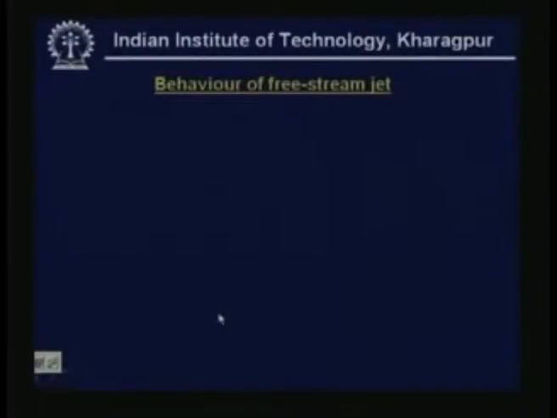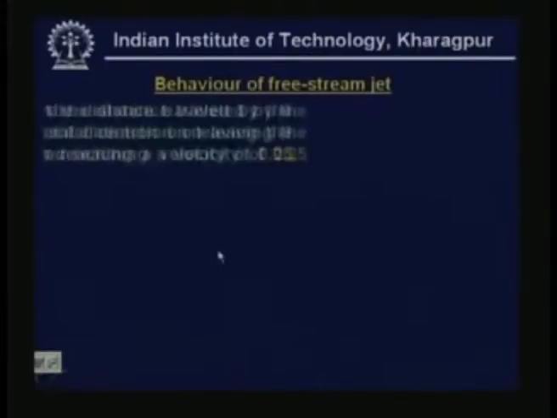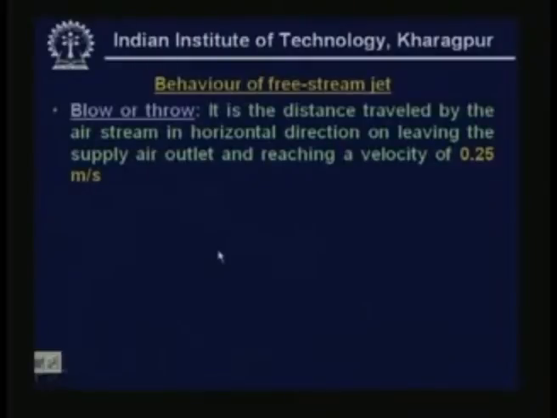Next comes behavior of free stream jet. There are certain terms which we have to understand before we understand the behavior of free stream jets and design of air supply outlets. First one is what is known as blow or throw. This is defined as the distance travelled by the air stream in horizontal direction on leaving the supply air outlet and reaching a velocity of 0.25 meter per second.